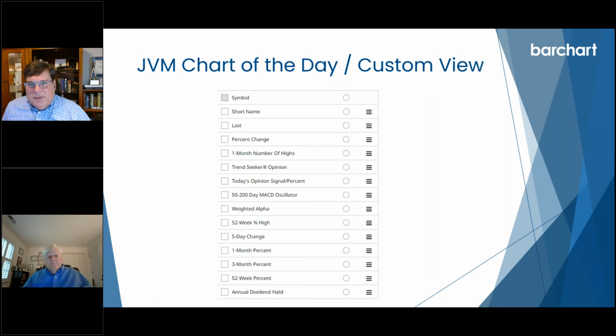So here's our slide. Here's Jim's custom view. These are the inputs. Again, these slides are attached to our webinar today, so if you're interested in those inputs, there they are.